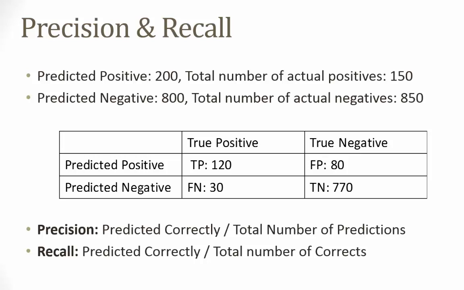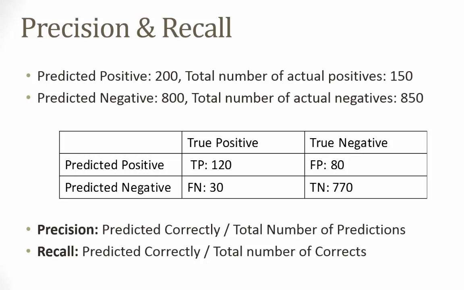You can calculate precision for predicted negative as well. You would understand how precise your predictions were. So that would be predicted correctly divided by the total number of predictions. The total number of predictions for negative cases was 800, and predicted correctly for negative cases was 770. So it will be 770 divided by 800. So precision refers to how precise your predictions are.